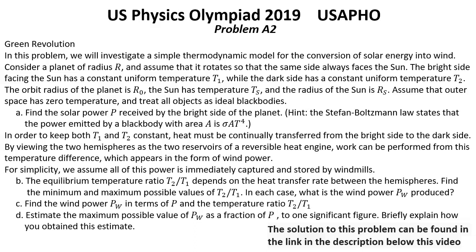Question A. Find the solar power P received by the bright side of the planet. Hint: the Stefan-Boltzmann law states that the power emitted by a black body with the area A is sigma A T^4. In order to keep both T1 and T2 constant, heat must be continually transferred from the bright side to the dark side.